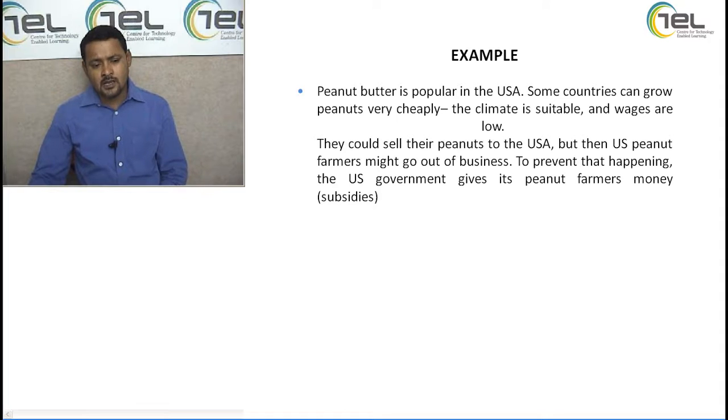To prevent the domestic peanut farming industry from being strangled, the United States government gives a specific amount of subsidies in the form of a refund of money, so that the cost of production of these farmers actually comes down and they suddenly become competitive in the domestic market, because imported goods become costlier inside the markets of the United States.